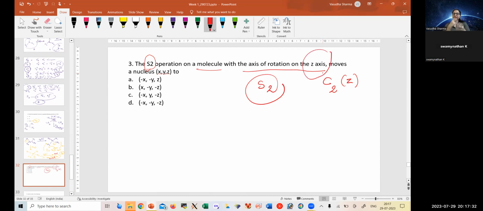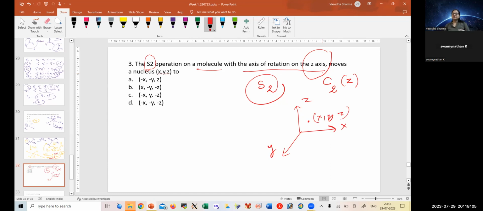From the question itself, you need to understand the language and get your answers clearly. S2 has been given, but on the molecule where the axis of rotation is on the Z-axis. We already know when Sn is there, we expect Cn along the same axis, the Z-axis. Now it is moving the nucleus XYZ to what? If I draw these coordinates, that is Z, that is X, and this is Y. Somewhere it has X, Y, and Z in a positive quadrant. We have the first, second, third, and fourth quadrants.